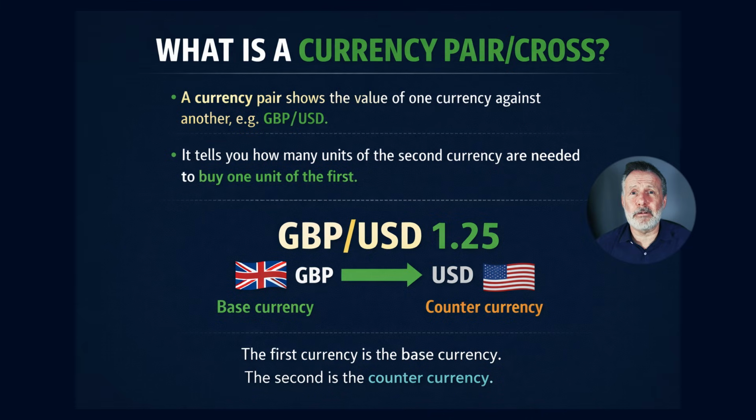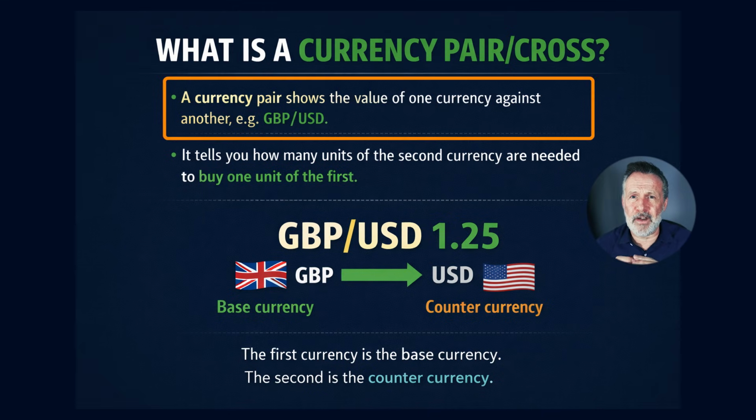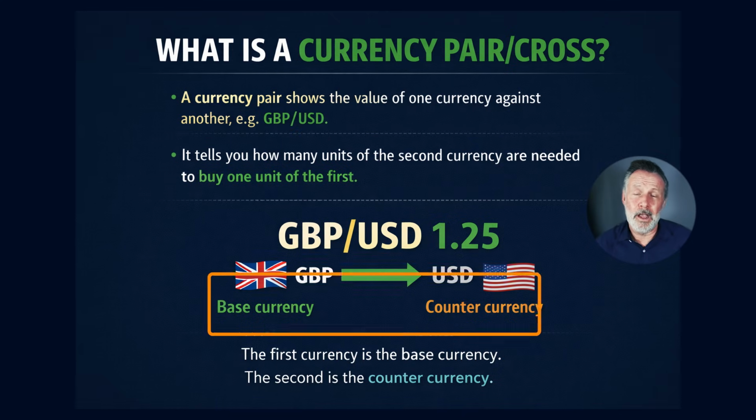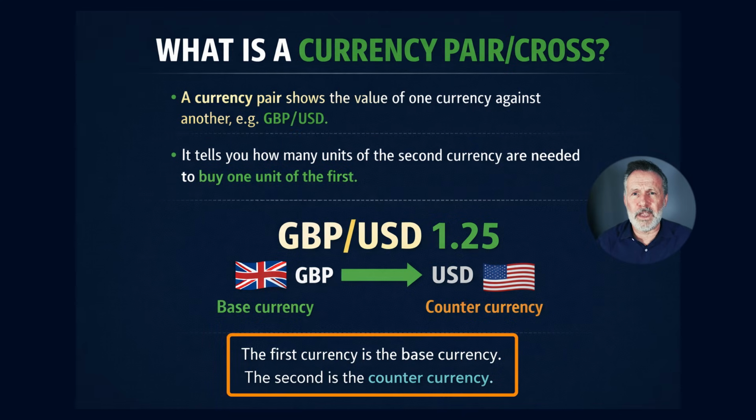What is a currency pair? In Forex, currencies are traded in pairs, also known as crosses. A currency pair shows the value of one currency against the other. For example, sterling against the US dollar tells us how many US dollars it takes to buy one British pound. The first currency is called the base currency. The second currency is called the counter currency.